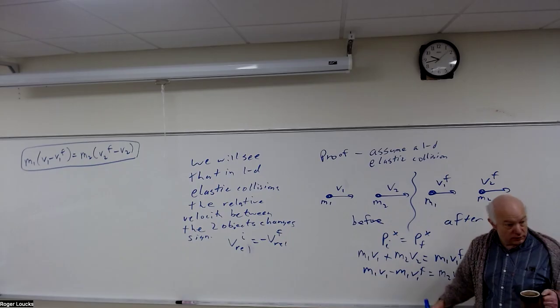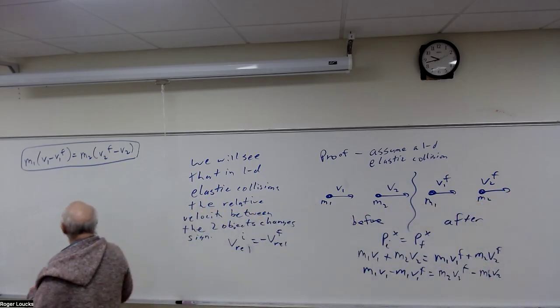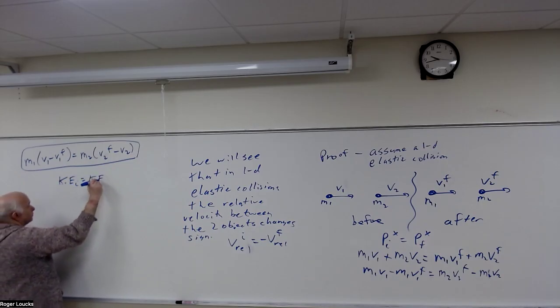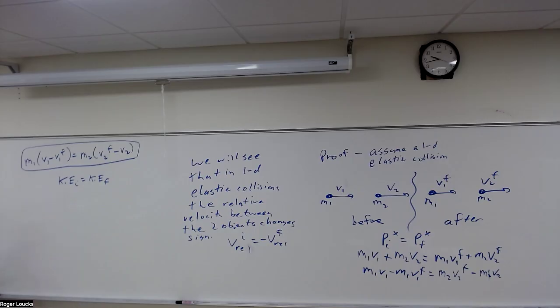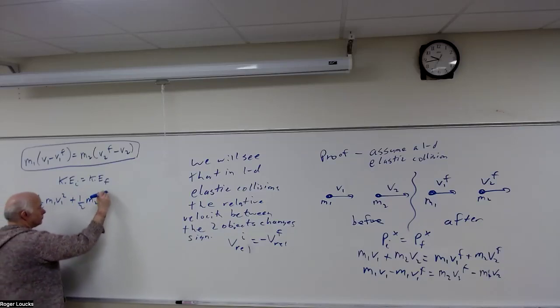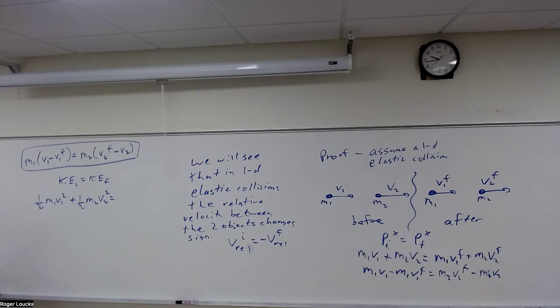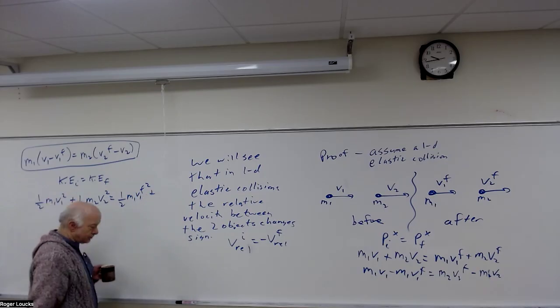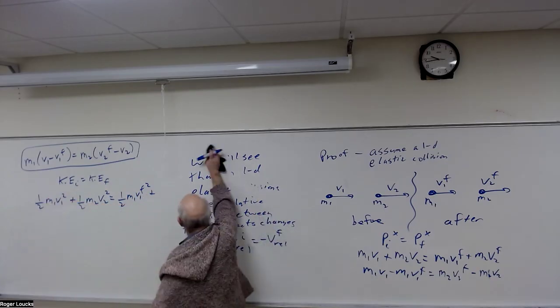So I'd have to say KE initial equals KE final. From that picture, what is my initial kinetic energy? 1/2 M1 V1 squared plus 1/2 M2 V2 squared equals 1/2 M1 V1 final squared, let me finish it up, plus 1/2 M2 V2 final squared.